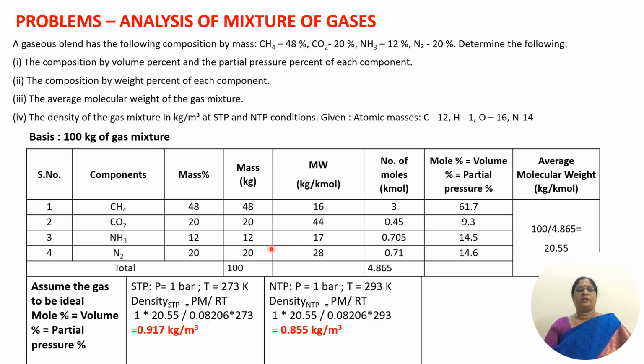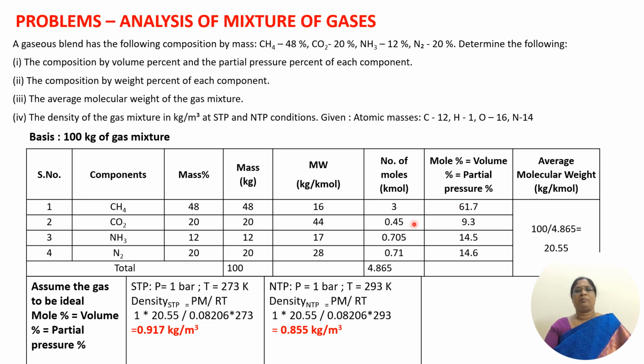And for the third one, it's 12 divided by 17 is 0.705. And the last one, 20 divided by 28 is 0.71. Next, mole percentage. Mole percentage is individual number of moles divided by total number of moles into 100. Individual number of moles is 3 divided by total number of moles 4.865 into 100 is 61.7.